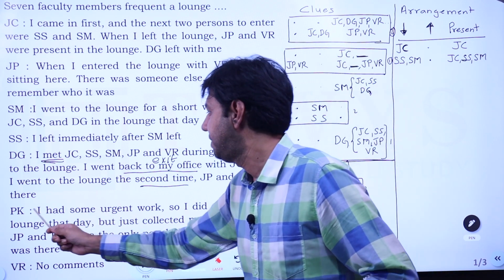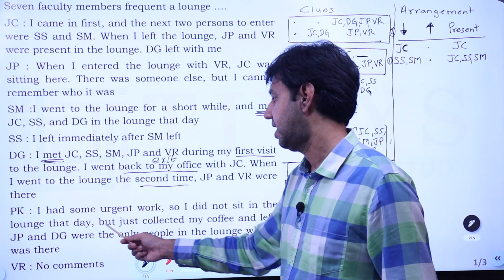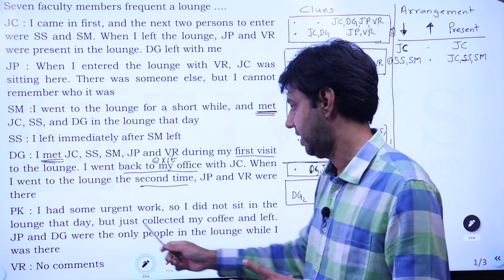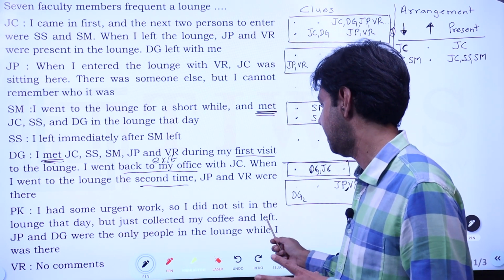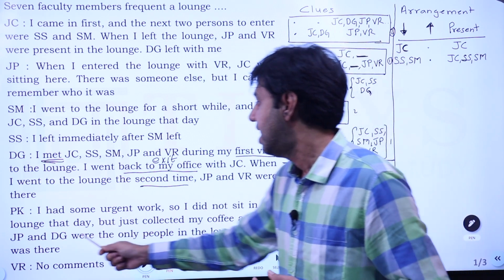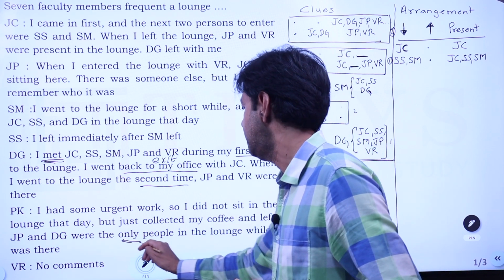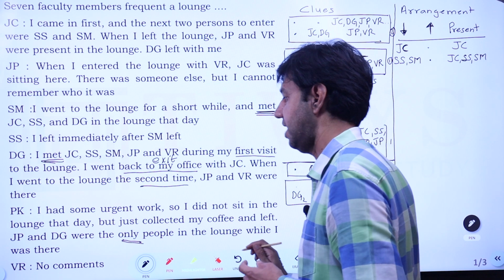Okay, PK: I had some urgent work, so I did not sit in the lounge that day. So he did not sit over there, but just collected his coffee and left. So he came in, took his coffee and left. Okay, PK: JP and DG were the only people in the lounge while I was there.